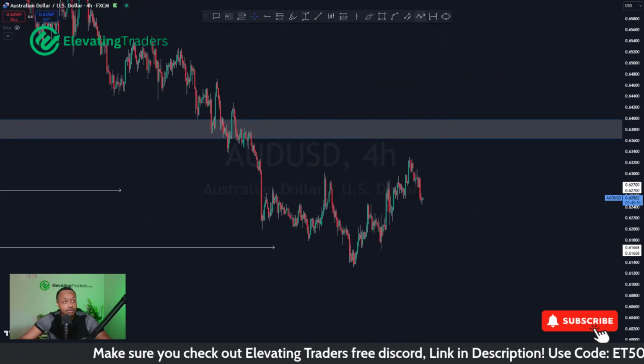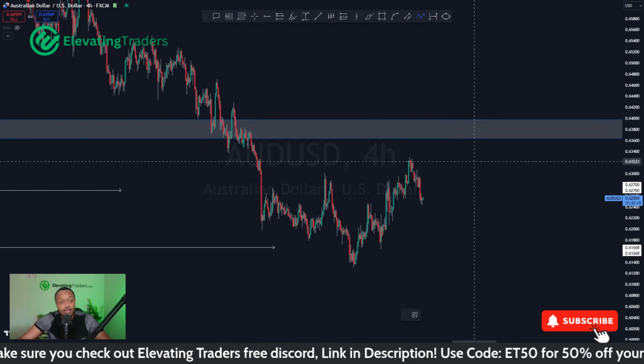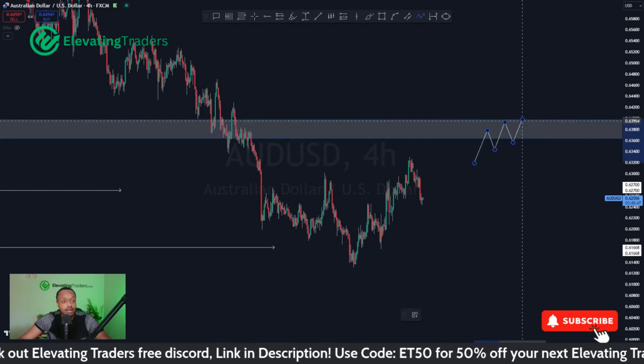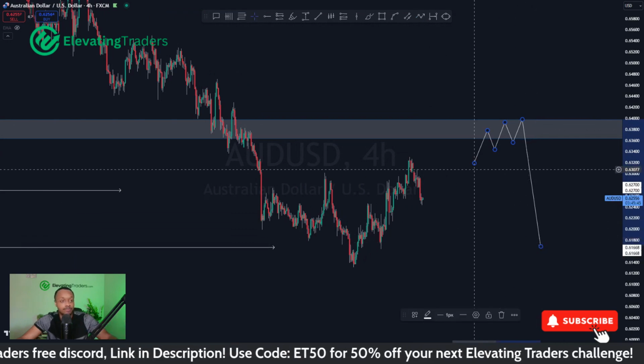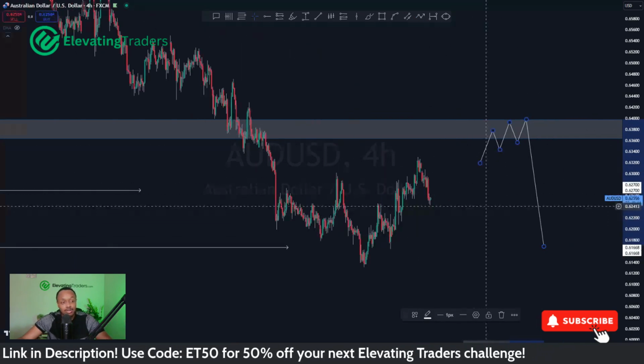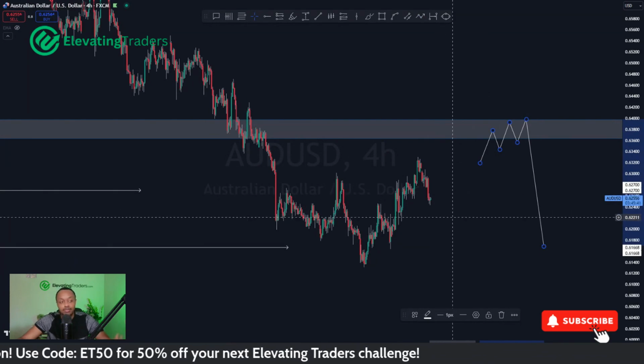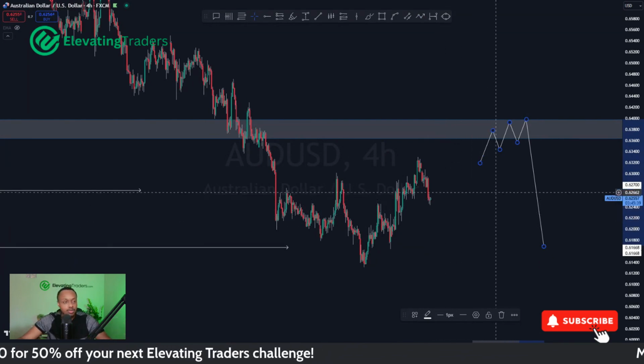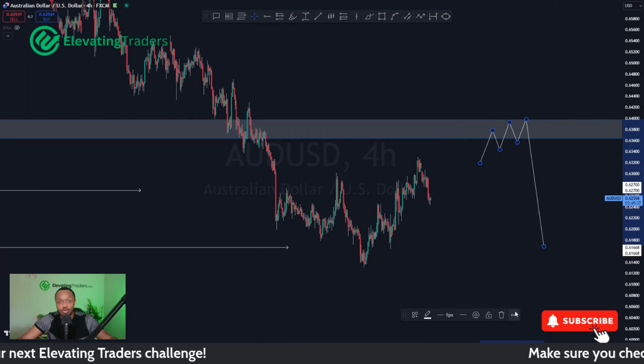In terms of shorts and what I'm really waiting for, I do want to see price start testing these daily levels before I do look for any entries. So Aussie dollar still anticipating a little bit more upside, but again, purely as a pullback for price to continue lower. That's still my thinking.